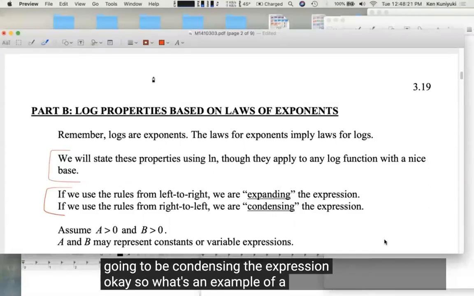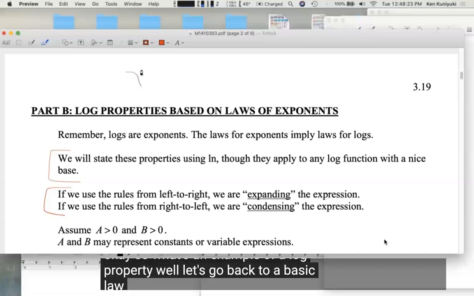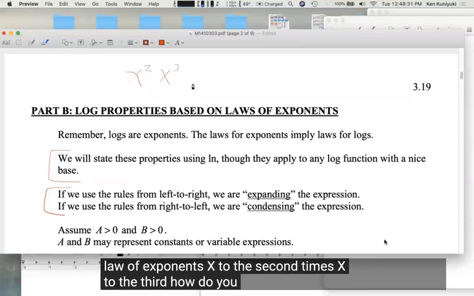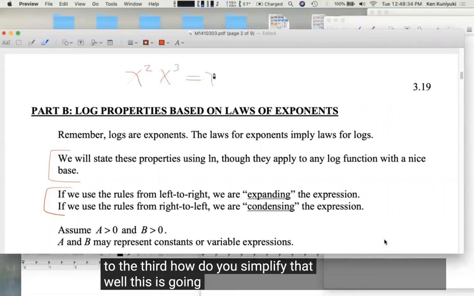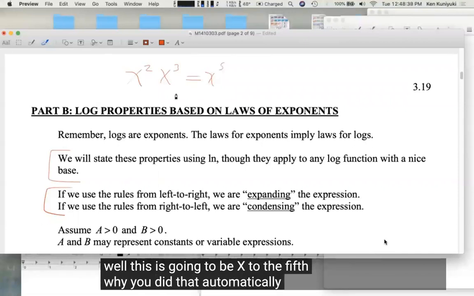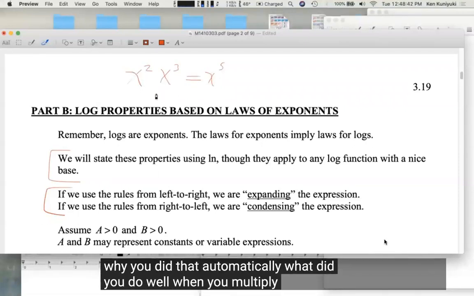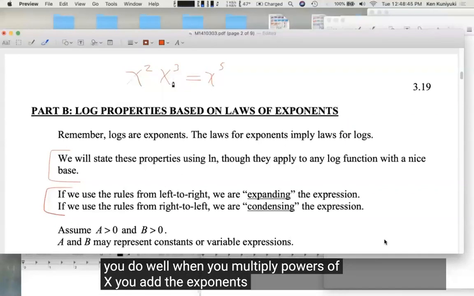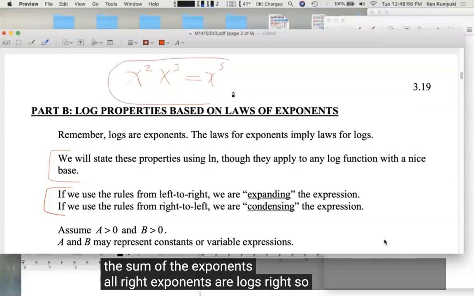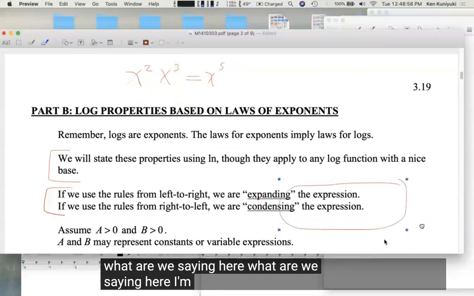So what's an example of a log property? Let's go back to a basic law of exponents. x to the second times x to the third. How do you simplify that? This is going to be x to the fifth. Why? You did that automatically. What did you do? When you multiply powers of x, you add the exponents. 2 plus 3 is 5. So the exponent on a product is the sum of the exponents. Exponents are logs, right? So what are we saying here? I'm going to move this down.